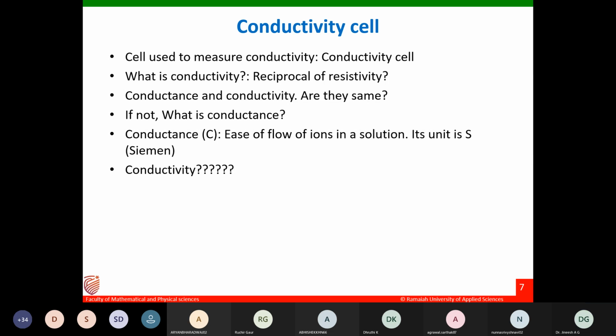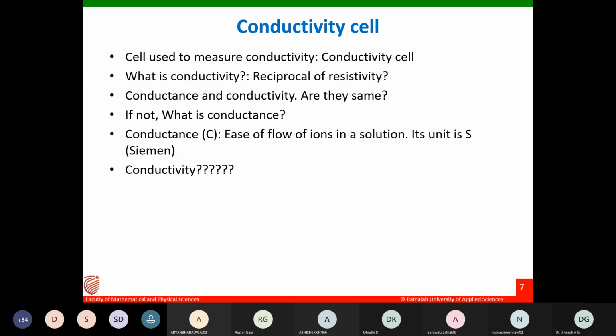Clear? Yes, sir. How easily ions will move through the solution, that is conductance. Some solutions will have more conductance. For example, a solution containing a higher number of H plus ions. H plus is the smallest ion, and because it is very small, it can move very fast. So a solution containing a higher number of H plus ions always shows higher conductance. Understood?